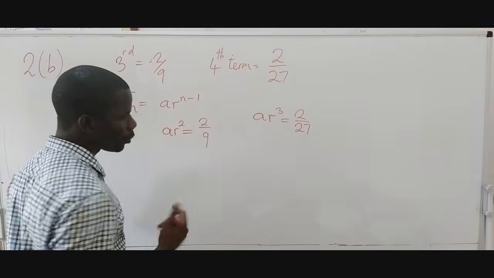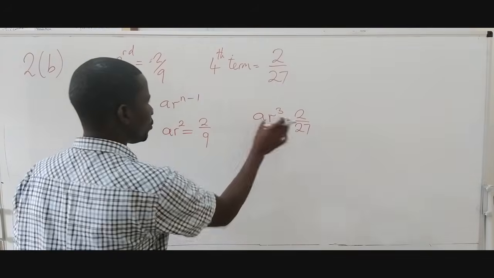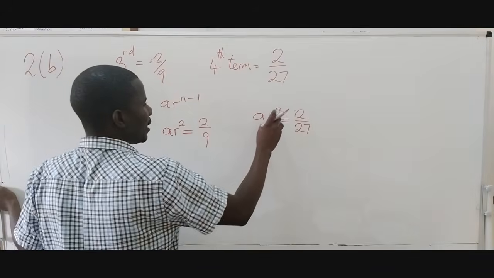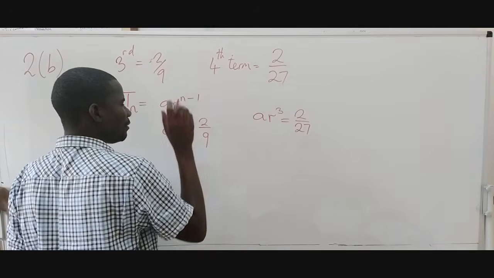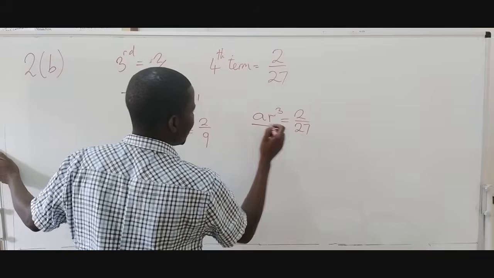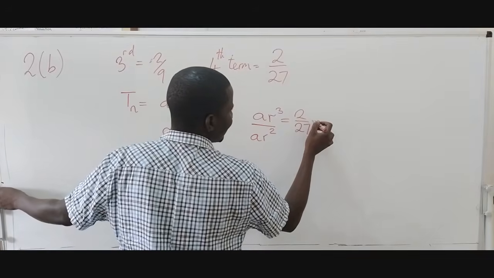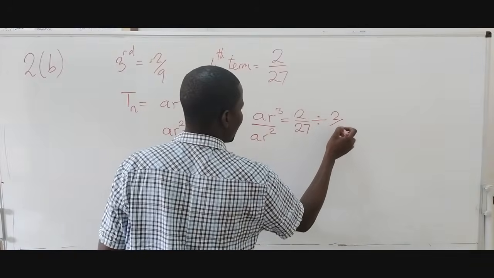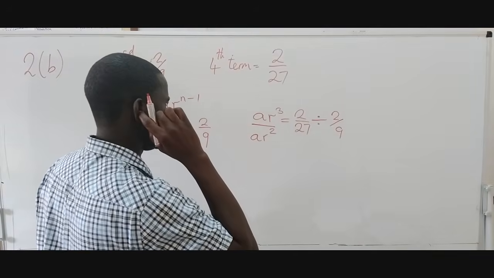So what are we supposed to do now to find the value of a or r? We need to solve these two equations simultaneously. So we are going to divide the second equation by the first one. ar³ is divided by ar². We also divide this side. What am I dividing with? 2 over 9.